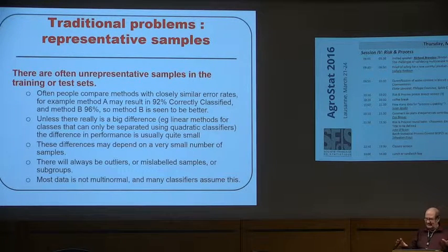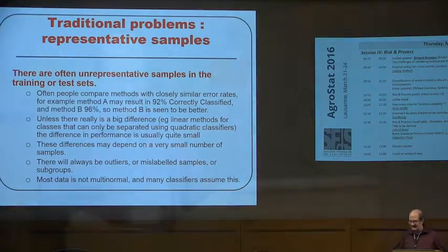But in many cases, people are looking at percentages. They might look at a 5 or 10% difference in performance of two methods. And often these differences might depend on 2, 3, 4 samples out of 100, swapping sides, a slight difference. Now, how do you know that your test set is representative? You might have one outlier in your test set, and you might have one method that's better at outliers.